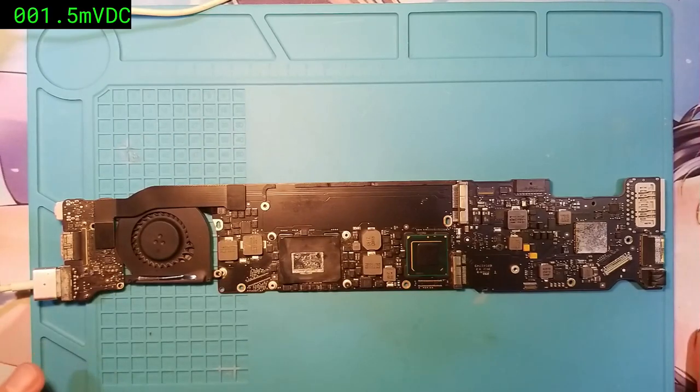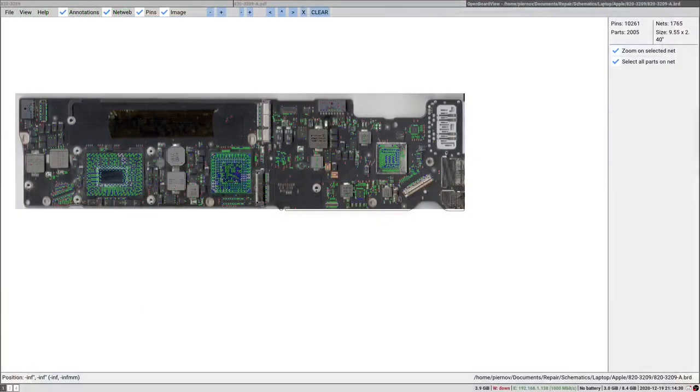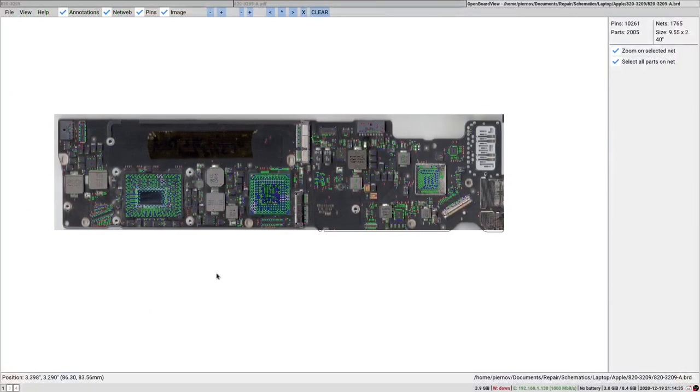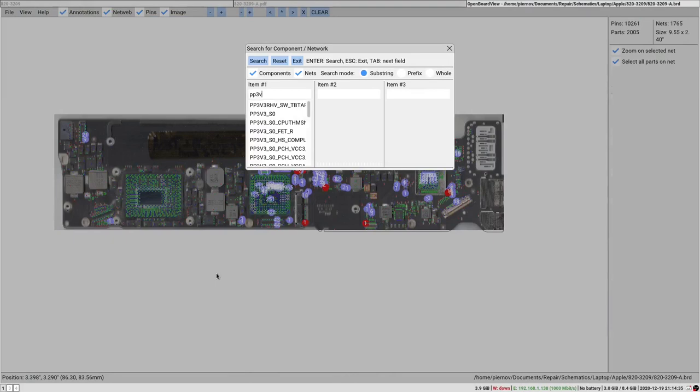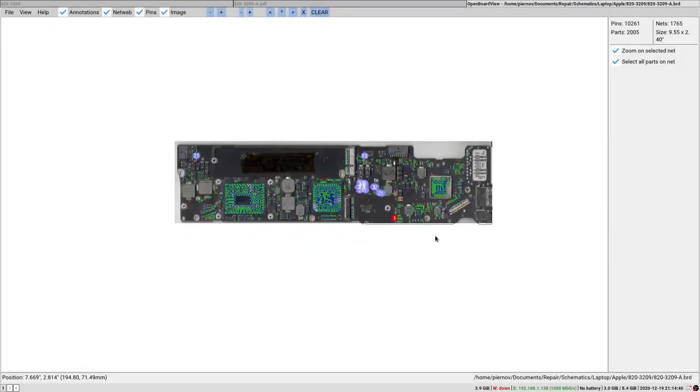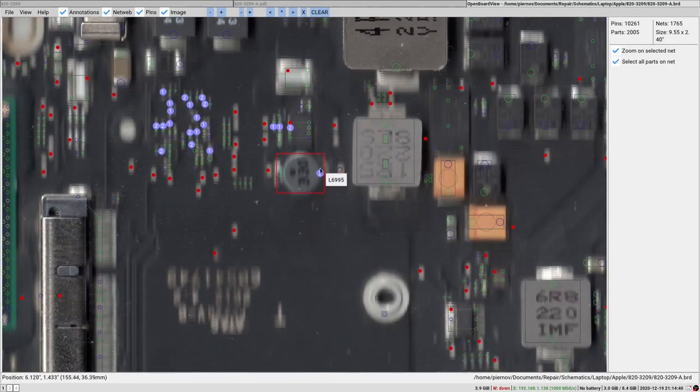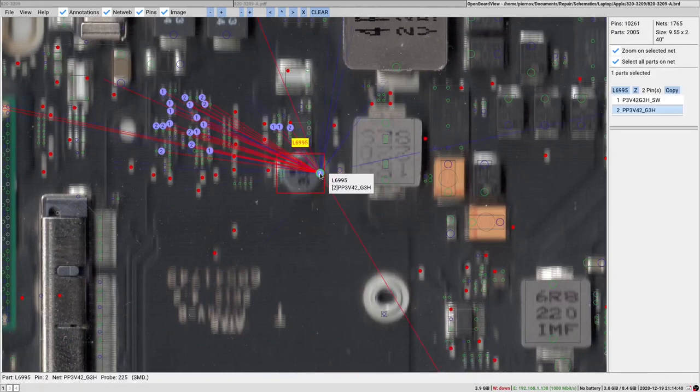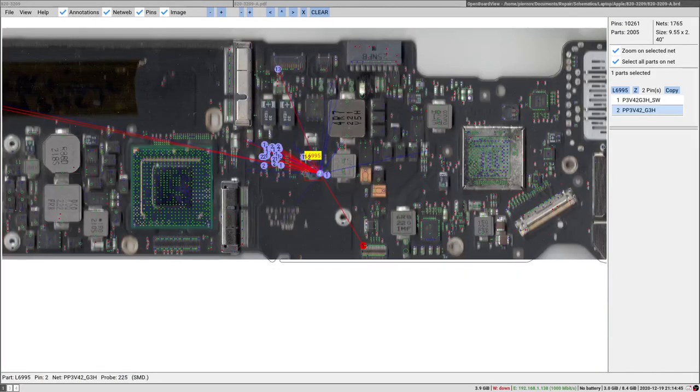So, in this case, the first thing we are gonna check is the voltage on the PP3V42_G3H. So if we take a look at the board view, it is right here, and we are gonna look for PP3V42_G3H, and we can conveniently measure it right there on this inductor. So we are gonna do that right now.